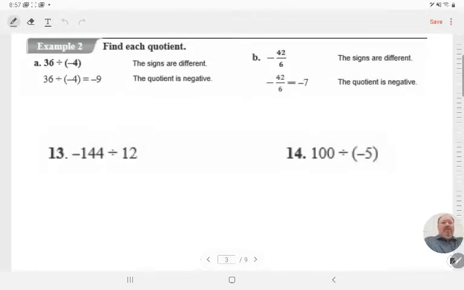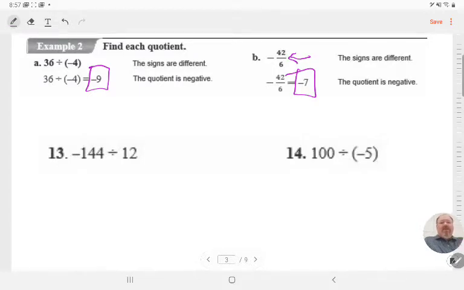So let's look at a couple of examples. We have 36 divided by negative 4. One's positive, one's negative. So 36 divided by 4 is 9. Since one of them is negative, one is positive, it'll be negative 9. And then don't forget that when you have a fraction, that fraction bar is really a division sign, okay? So we have one negative sign, negative 42 divided by 6. My answer is going to be negative, and 42 divided by 6 is 7, so negative 7 would be my answer. All right, take a second, answer both of these, and then let's see how you did.